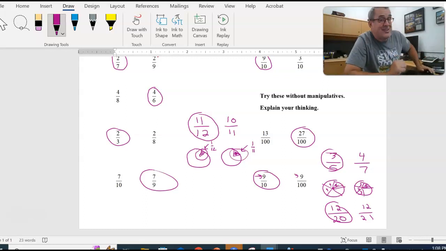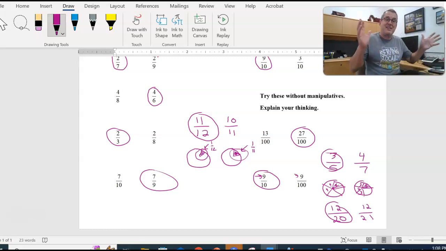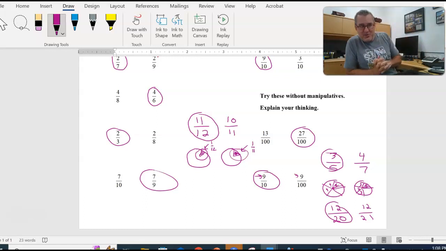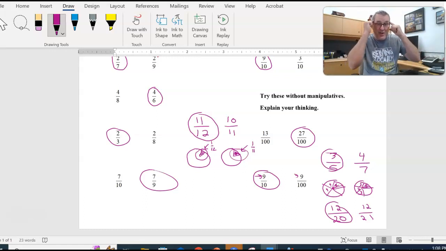Hey, again, there's lots of ways to think about this. There are different strategies. I just wanted to present a couple that I've seen when I've done this with groups of people. There are different ways that we can compare fractions that engage the brain in really good thinking, not just mimicking some algorithm.